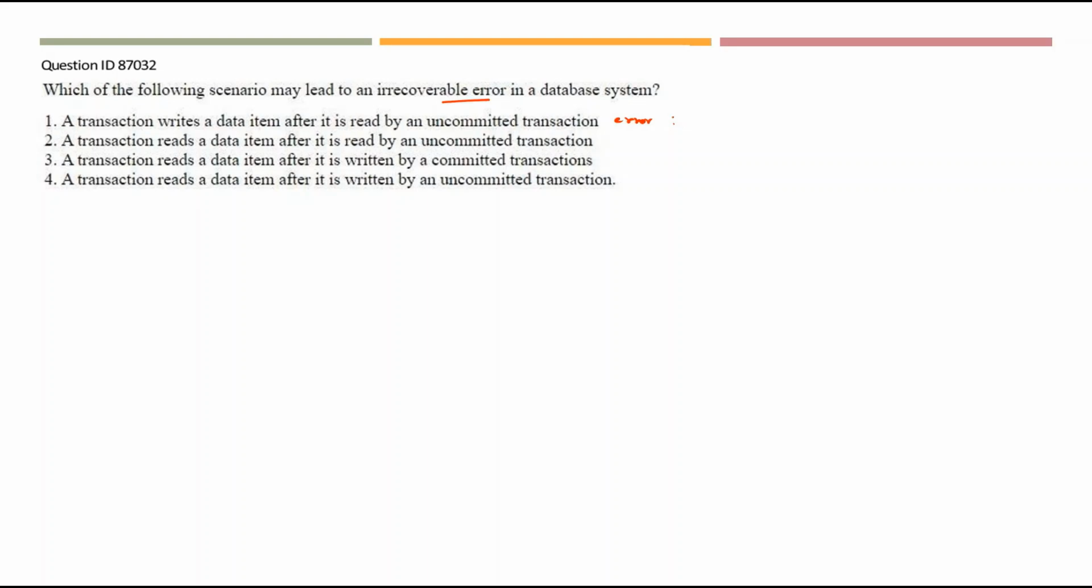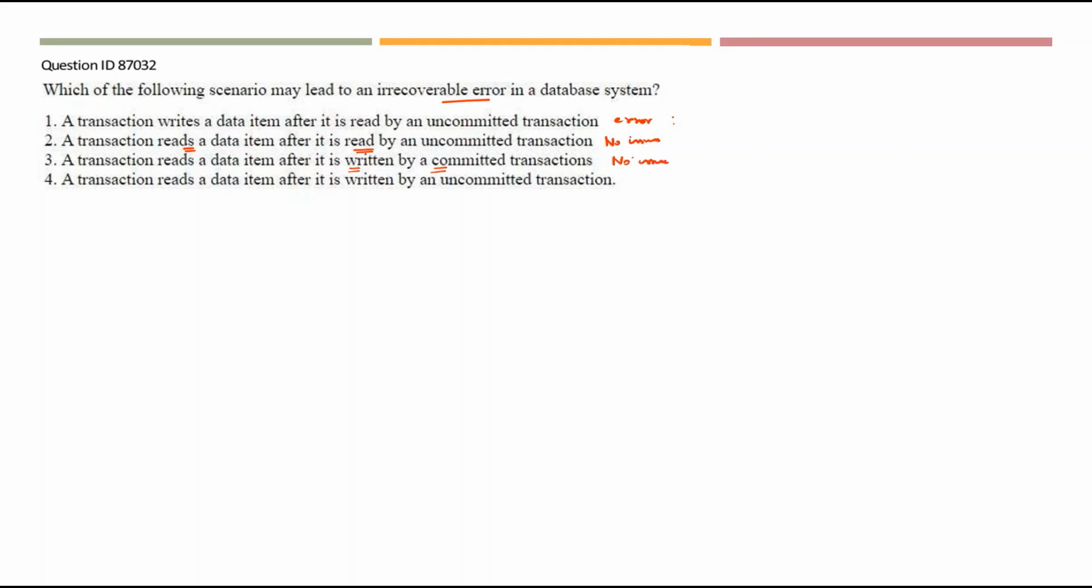A transaction reads a data item after it is read by an uncommitted transaction. So this operation is also read by an uncommitted transaction and this is also a read. This will not give you any issue. A transaction reads a data item after it is written by a committed transaction. Once it is a committed transaction, when another transaction reads a data item, it will produce no issue. So this also ends up with no issue.